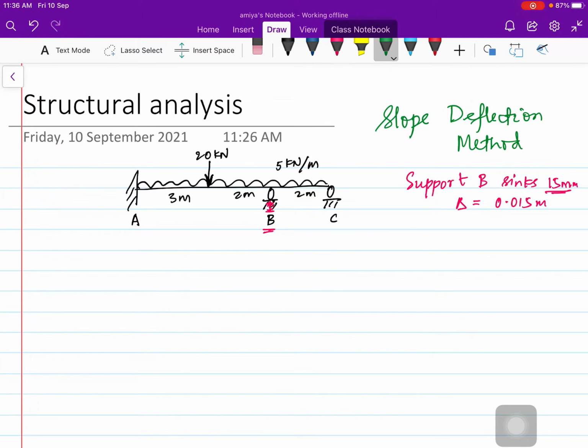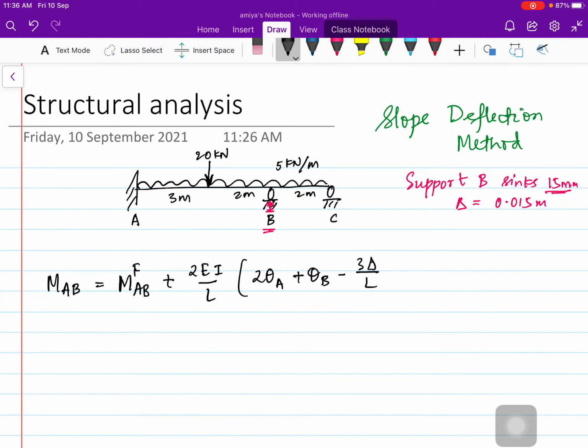In this method, we have to use the equation: moment at AB is equal to the fixed moment of AB, plus 2EI by L, bracket 2 theta A plus theta B minus 3 delta by L. So this equation we'll be using.